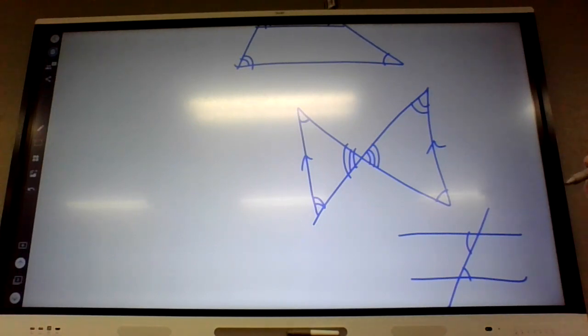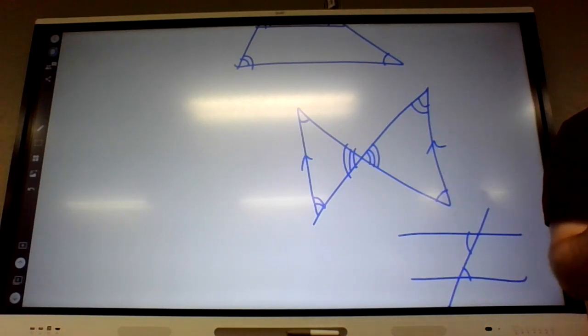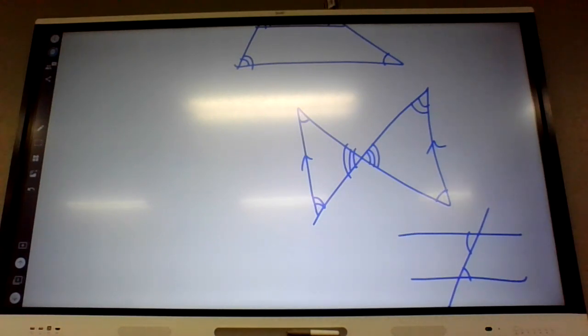Okay. Some of these are not similar on 1 through 5. Most of them are. So on number 1, does 60 over 30 equal 50 over 25? Yeah. So we can say those are similar.